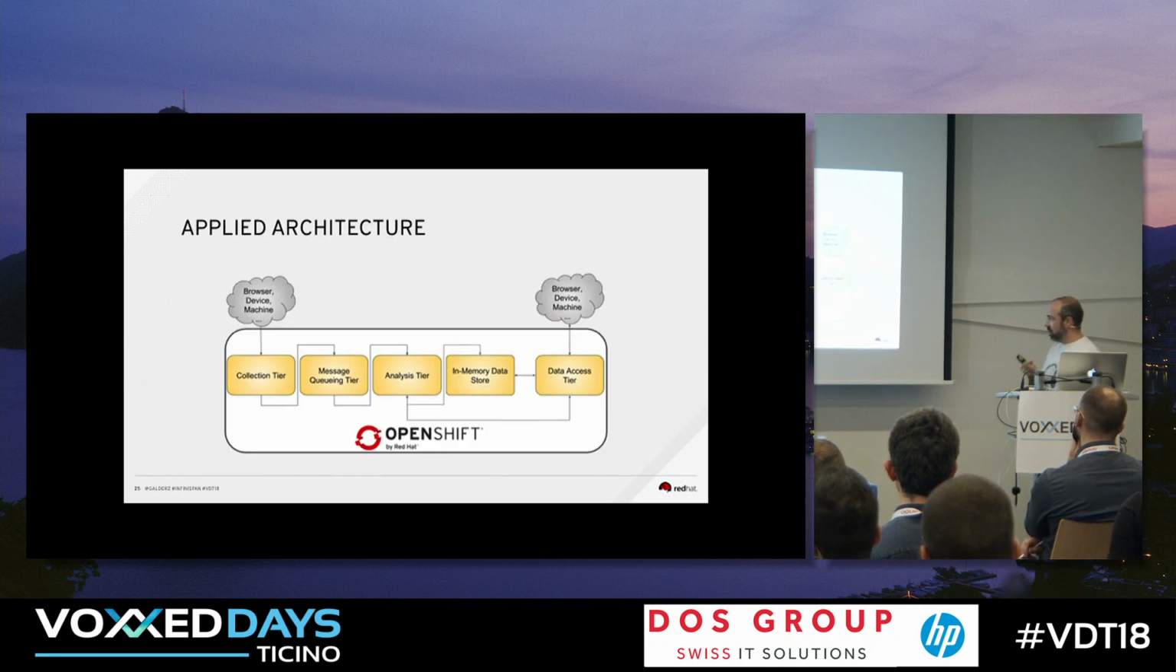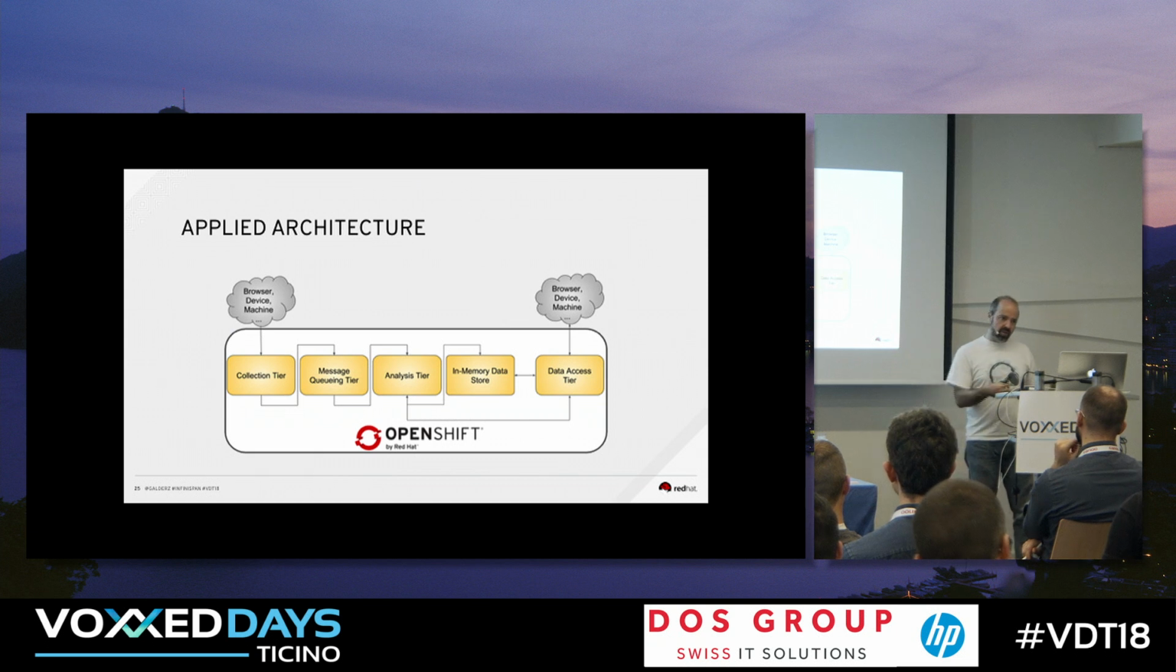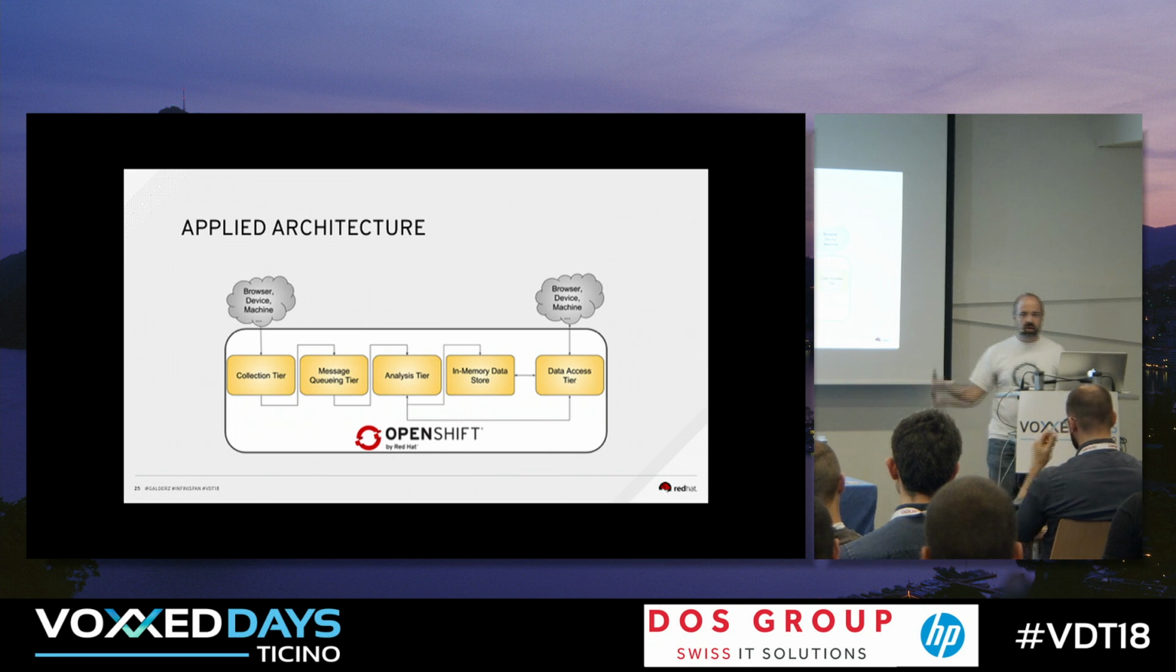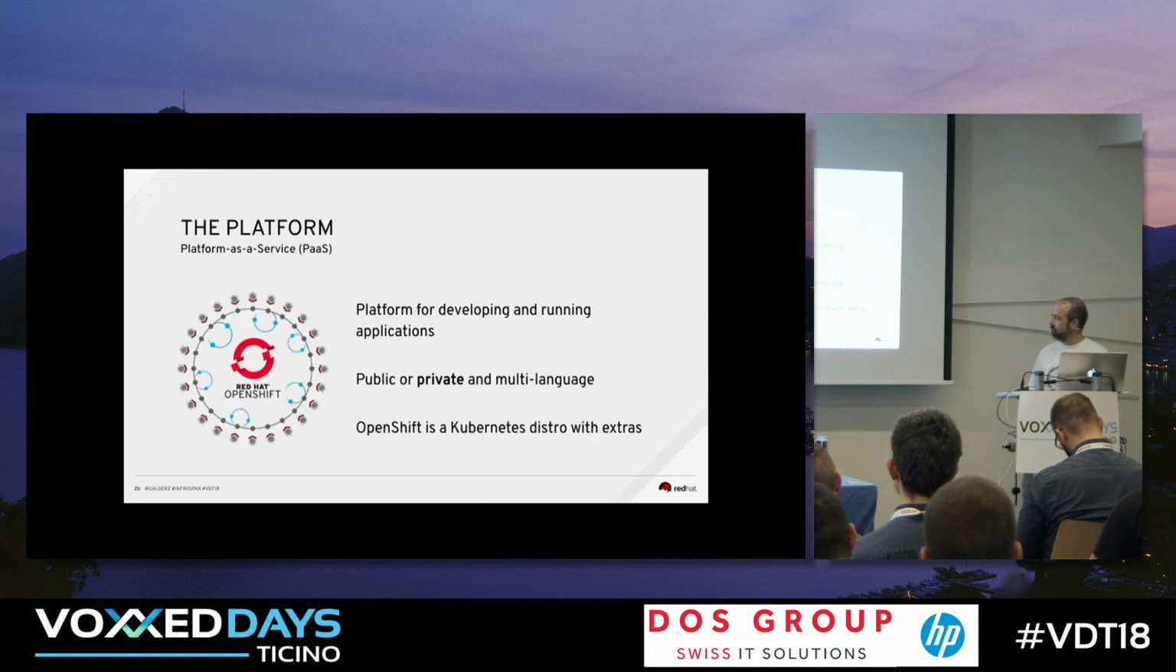So what I've done as well is try to make an applied version of this architecture with technologies that I'm familiar with and regularly work on. The first technology that I wanted to quickly mention is OpenShift. How many of you know OpenShift? How many of you know Kubernetes? Okay, a few more. Well, essentially, OpenShift is a Kubernetes distribution with extras.